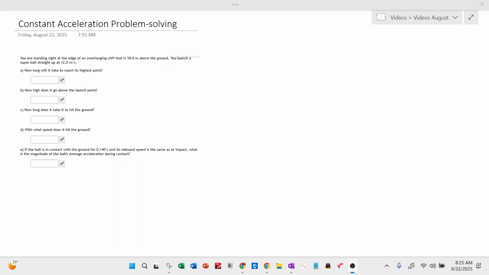First thing I would recommend you do when you read the problem is to draw a picture, or if there's a picture given, to label the picture with anything that's described in the problem statement. Let's read the problem statement and then we'll draw a picture since there isn't one given. You are standing right at the edge of an overhanging cliff that is 18 meters above the ground. You launch a super ball straight up at 12 meters a second.